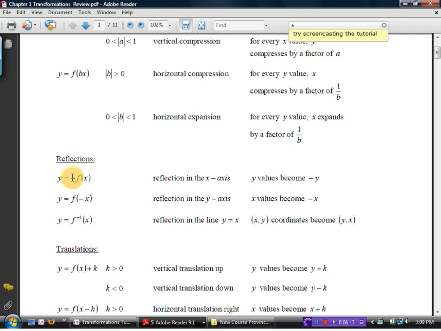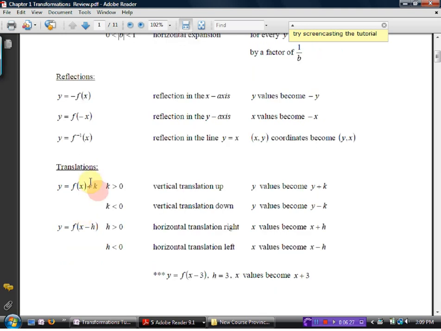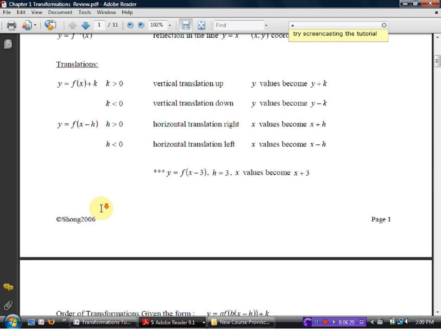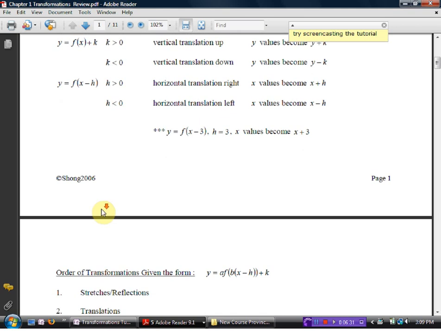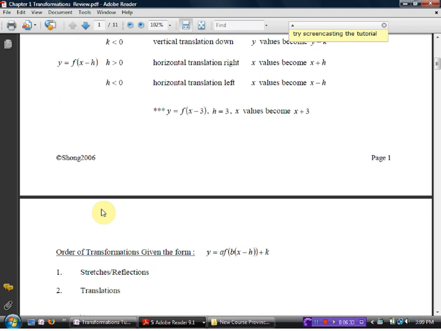Remember your reflections: a negative there reflected vertically, a negative in front of the x reflected horizontally. You could also reflect about the line y equals x by replacing the x and y with each other. We call that taking the inverse. And we had all our translations. Then we had to remember the order. The order that we did everything was we said factor first, and then expansions, compressions, then reflections, then slides.